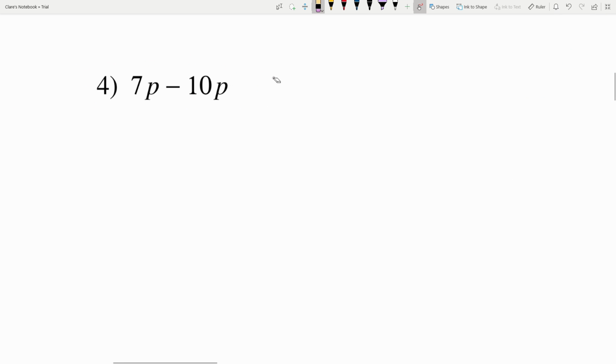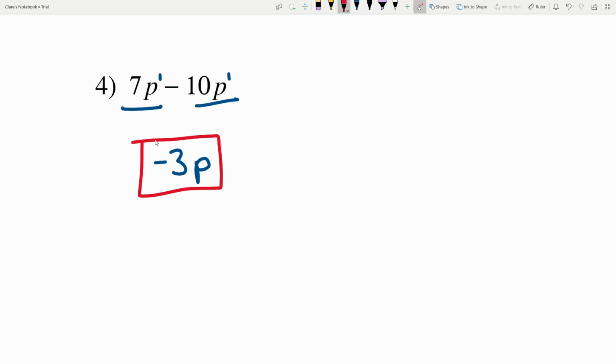In number 4, we have 7p minus 10p. I have a p to the first here and a p to the first here, p to the first meaning p to the power of 1. So these are like terms, so I can simply subtract, leaving the variable raised to the same power. So 7p minus 10p, 7 minus 10 results in a negative 3, but 7p minus 10p results in a negative 3p. So negative 3p is my solution in number 4.